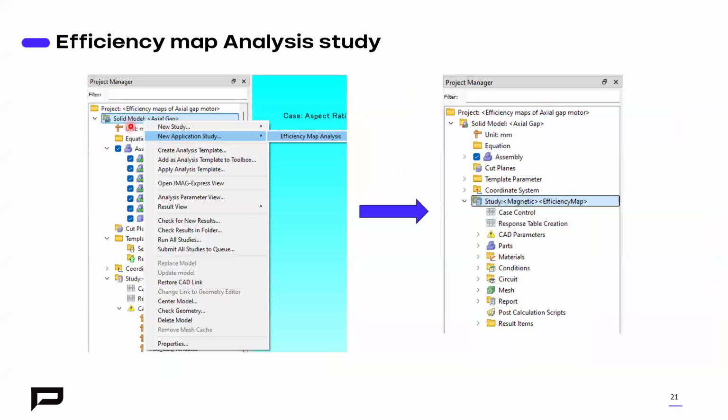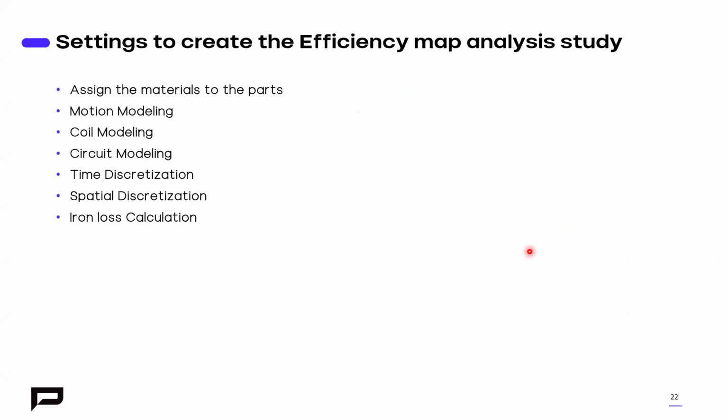After this, once the solid model is created, we can create a new study for magnetic transient analysis. As I mentioned, all the physics can be modeled in the designer. So now we are going for efficiency map analysis. We can directly go for an application study, which is efficiency map analysis, and after clicking that, the study is created in the project manager bar. Next are the settings to create the efficiency map analysis.